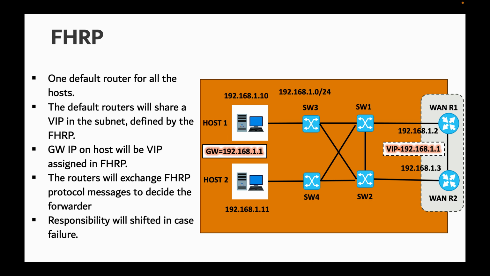For example, in the beginning, if we select R1 as the default router, when R1 fails, it will shift the responsibility to R2 and R2 will become the forwarder.